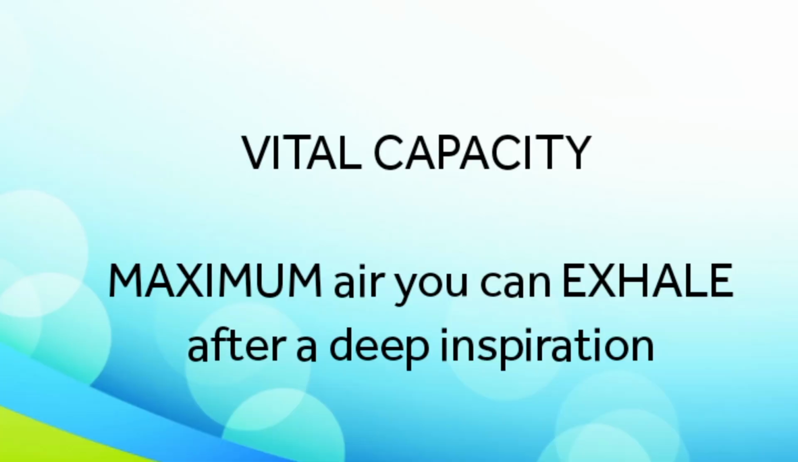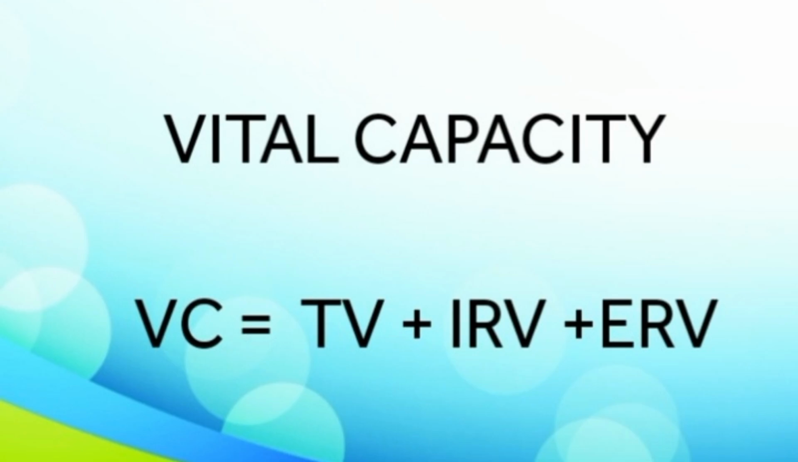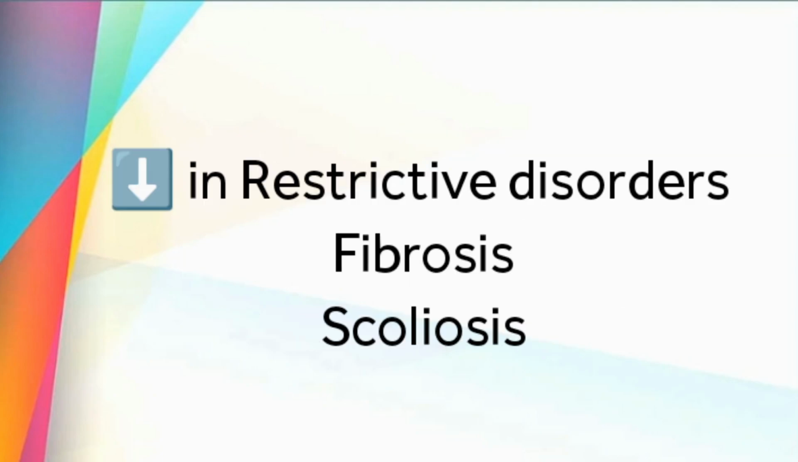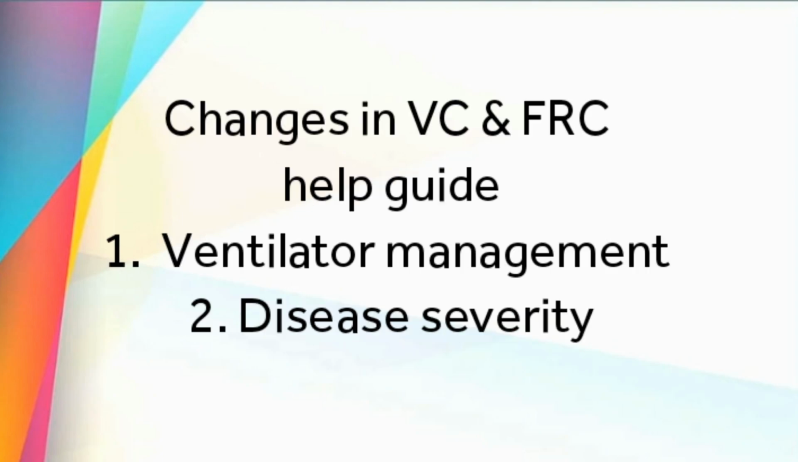Vital capacity: maximum air you can exhale after a deep inspiration. Vital capacity is tidal volume plus inspiratory and expiratory reserve volume. It is used to evaluate respiratory muscle strength in neuromuscular diseases, for example, myasthenia gravis. It decreases in restrictive disorders, fibrosis, scoliosis. Changes in vital capacity and functional residual capacity help guide ventilator management and disease severity.